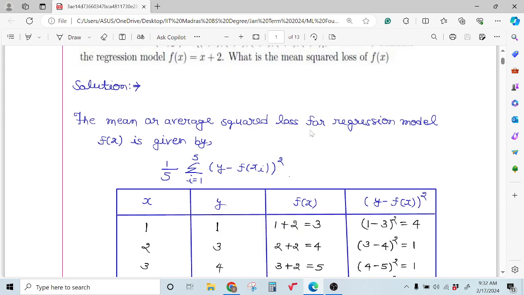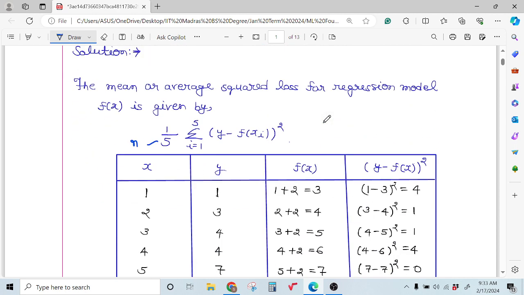The mean or average squared loss for regression model f(x) is given by 1 by 5 summation 1 to 5 (y minus f(xi)) whole square. In general it is 1 by n, but we have 5 data points, so we will write 5 here. So let us make a table of x, y, f(x) and (y minus f(x)) whole square. So these are the data points.